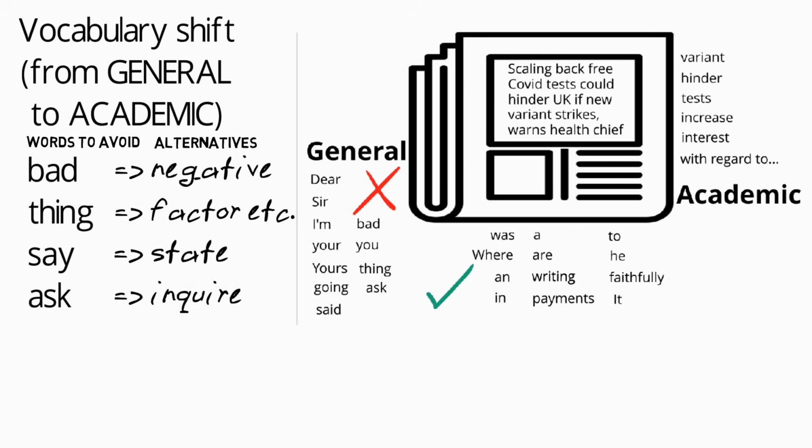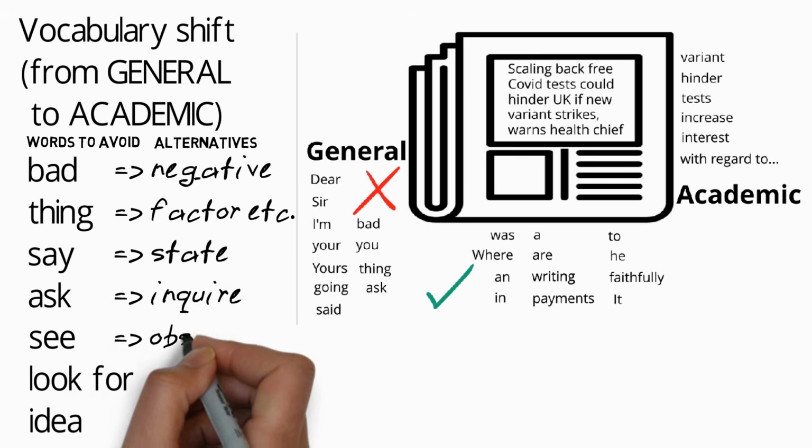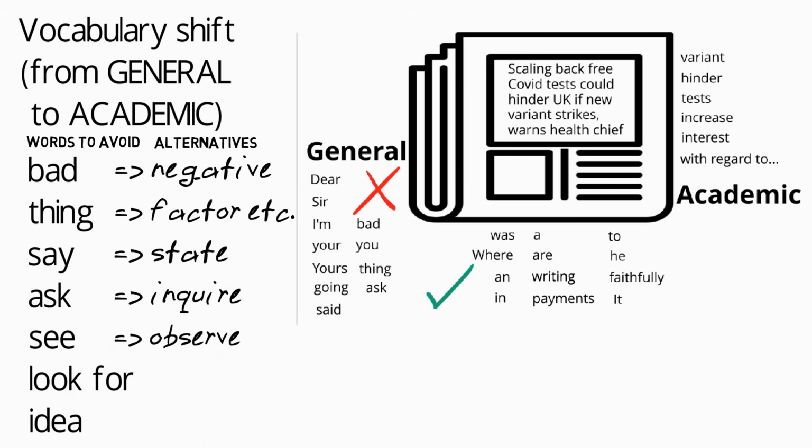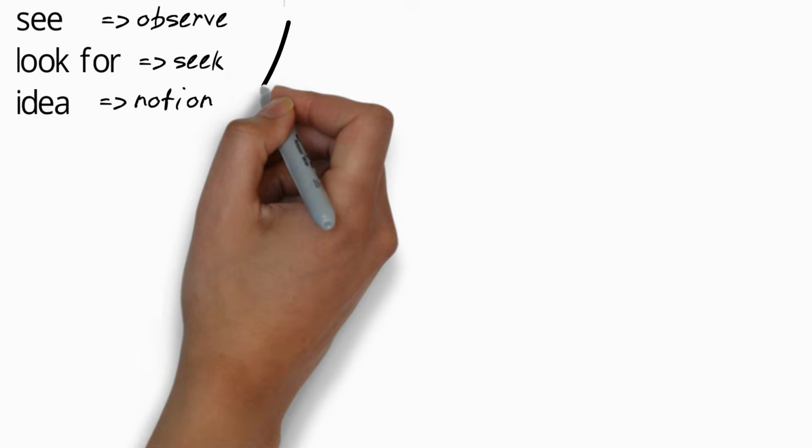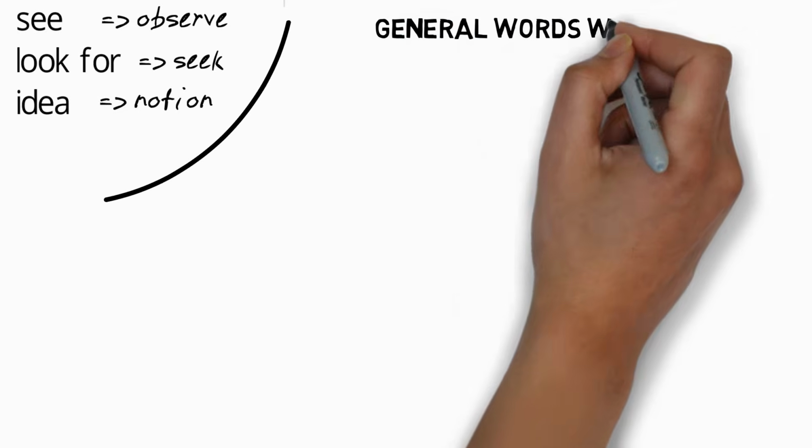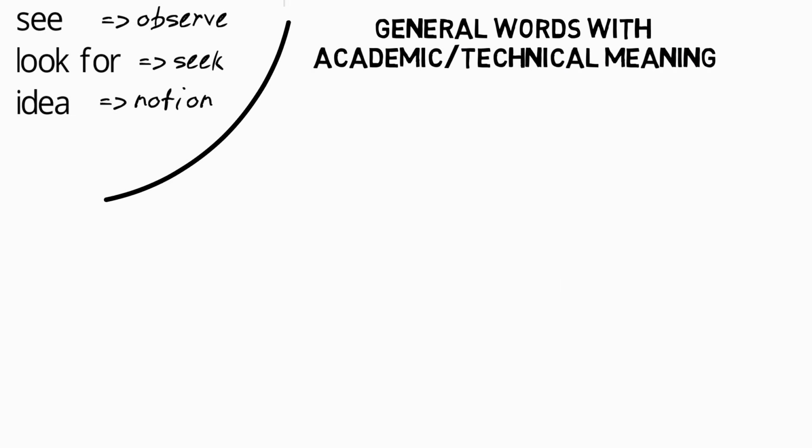And some other examples which we didn't see there, the verb see, look for, and idea. So a more formal alternative to see is observe. Instead of the two-word verb look for, we have seek. Instead of idea, we have notion. An interesting feature of academic and also technical vocabulary is that there are some general vocabulary words which have one meaning in general English, but another meaning when used academically or technically.